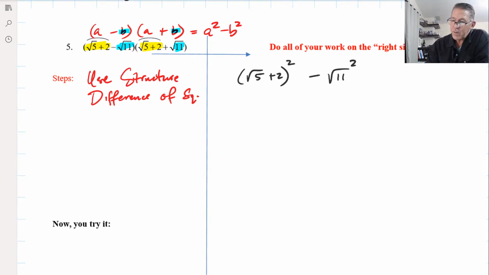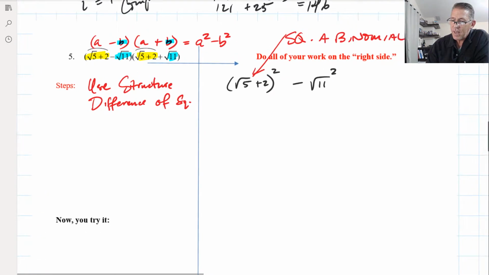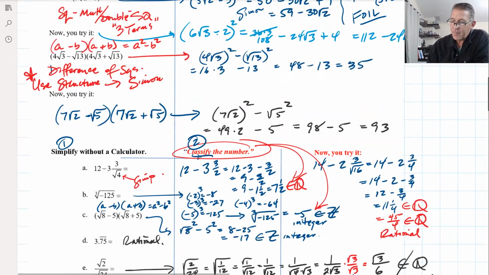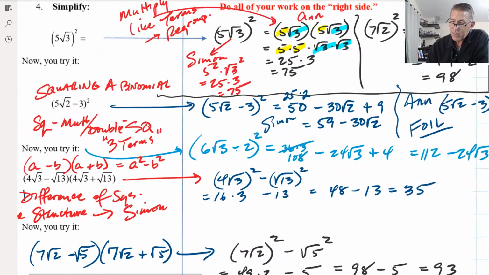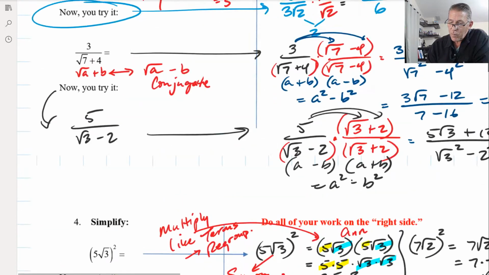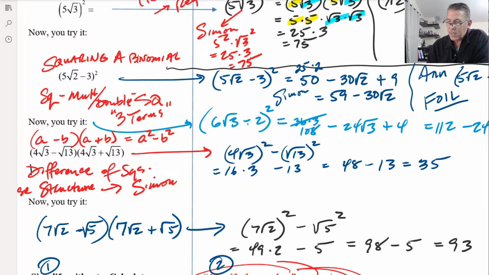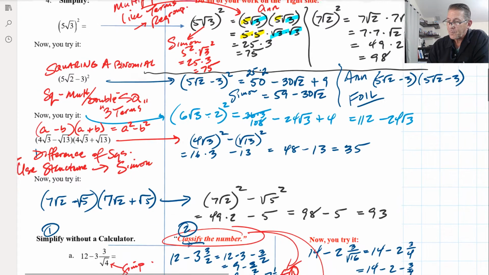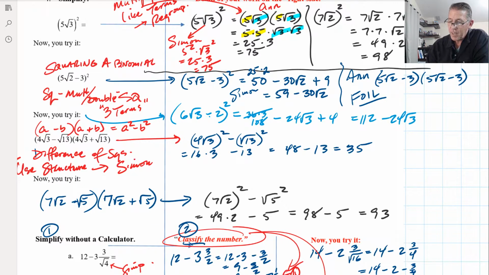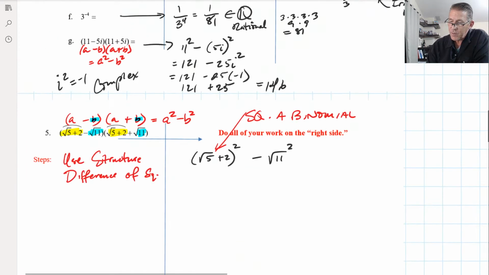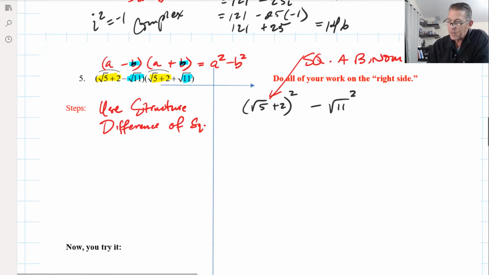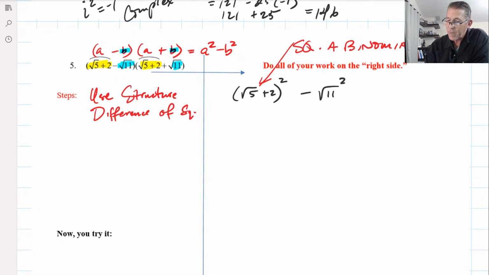Now we got to be careful here. This second one here, this is squaring a binomial. And I've talked about this already today. So let's go back and look at when we did it. Squaring a binomial. Okay, so here we go. It's this one. So you square, multiply, double, square. So you have a middle term here. You got to be really careful here and know what you're doing. And if you don't want to use structure, well, then you use FOIL. You can be like Anne if you want. It's okay with me. But we're going to get three terms here.